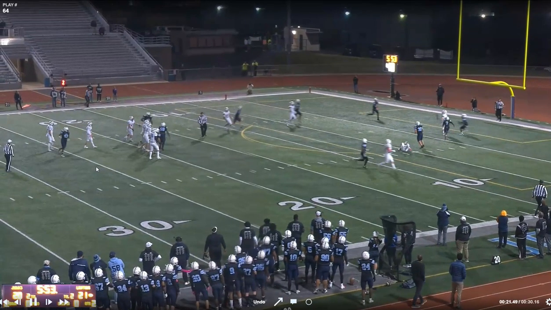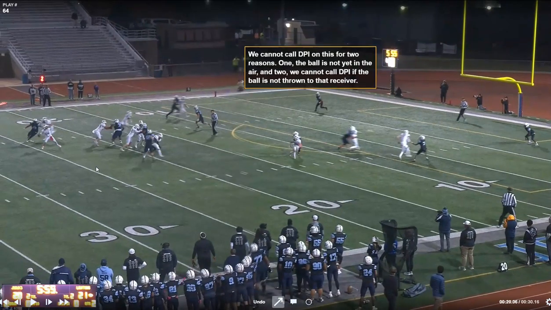And my next comment here is, let me go back here a second. Right here. We cannot have DPI on this play for 2 reasons. One, the ball hasn't been thrown yet. We have the defensive hold. You can see again, the dip of the shoulder, and the ball hasn't been thrown yet. Okay, so we can't have DPI.